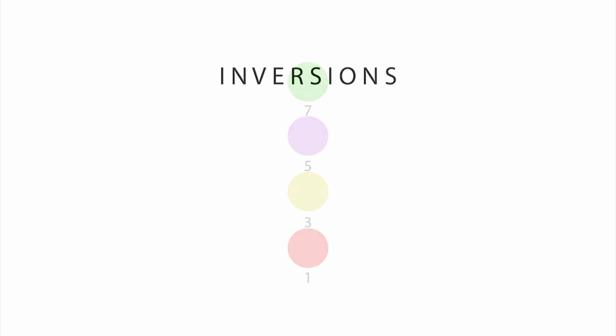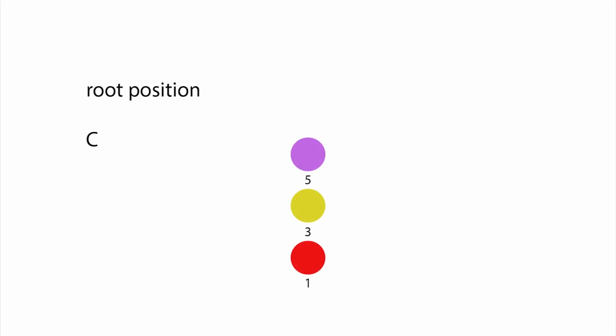Inversions occur when I change the order of the notes like this. Let's start with our triad, the C triad. Remember I said this is made of 1, 3, 5. So the lowest note of this triad is 1. This triad is said to be in root position. Root is another name for 1. 1 is the note that gives the name to this triad. This is a C triad.